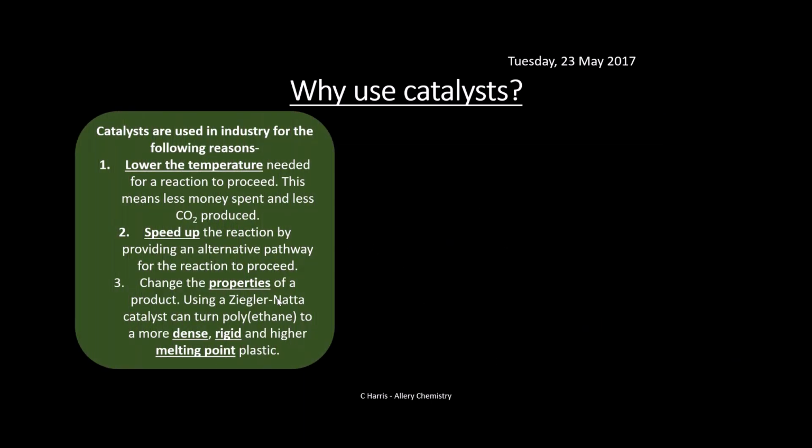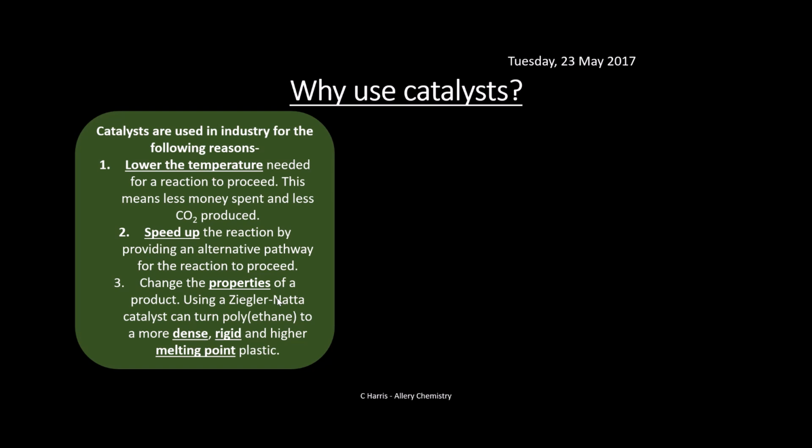Okay, so why do we use a catalyst? Catalysts are pretty useful in industry, to be honest. What they do is they lower the temperature needed for the reaction to happen. This means you've got less money being spent on fuel to heat the reaction, and also for the environment, we're using less CO2 because normally the fuel is fossil fuel based. They speed up the reaction, they provide an alternative pathway, so that means you get your product quicker, and as they say in industry, time is money.